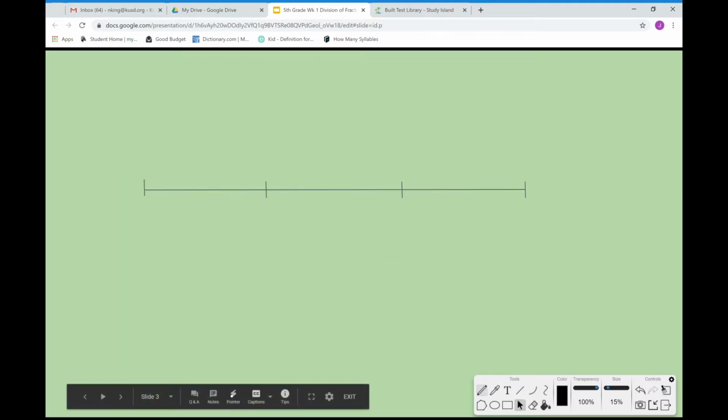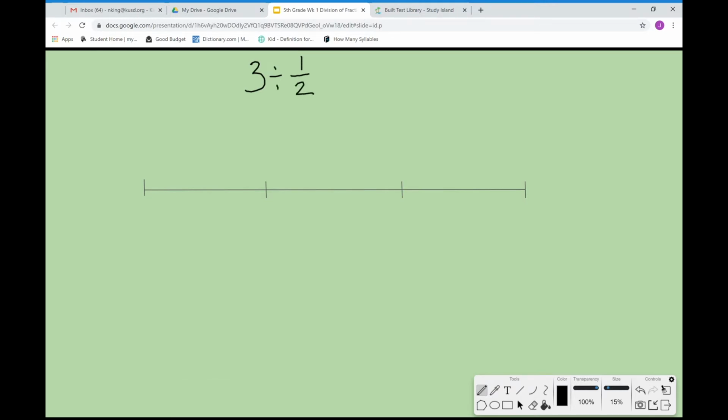Let's do the same problem using a number line. 3 divided by 1/2. Since we are dividing up 3 wholes, our number line is 3 units long. Now, since we are dividing by half, we want to section each piece of the number line into halves.